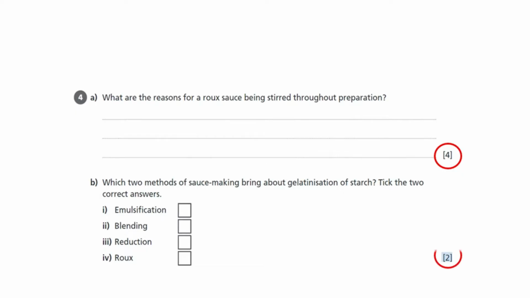How many marks are available for this question? How many parts to the question? And what command words are used?